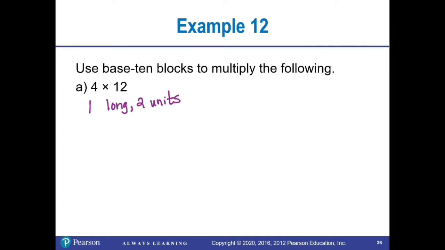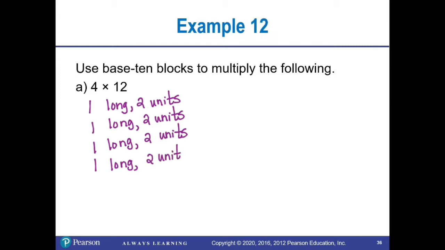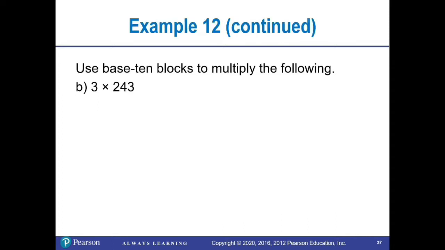In our previous video, we looked at multiplication as repeated addition. The first number tells me how many times to add the second number. So I'm going to add 12, or 1 long and 2 units, 4 different times. This gives me 4 longs and 2 units plus 2 more plus 2 more plus 2 more is a total of 8 units. Our longs represent our tens, so that's 40, and our units represent our ones, so we have 48 for our answer. Here, we're multiplying 3 times 243.